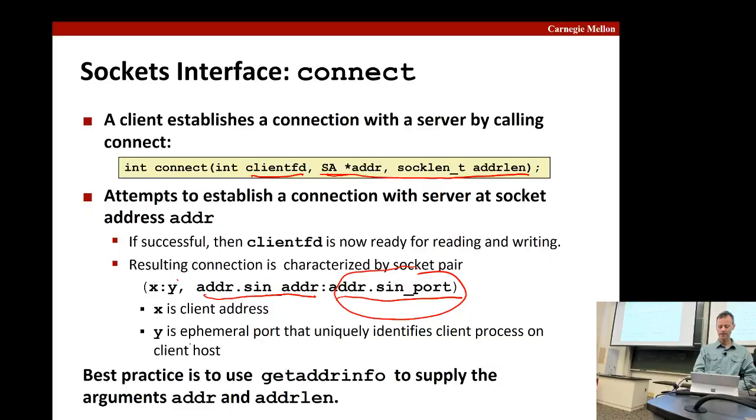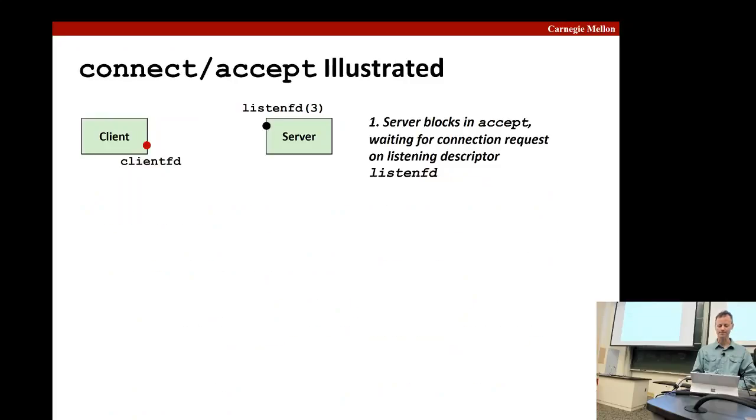But the port number is one of these ephemeral port numbers, just assigned on the client, and it's given a unique one so that you have a unique mapping between a client process and a particular client host. And again, it's best to use this getaddrinfo to make sure it's protocol independent.